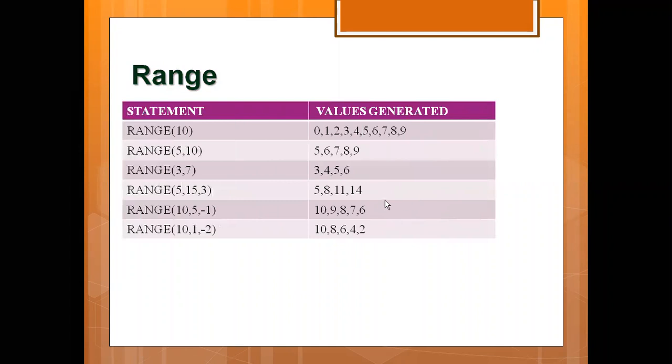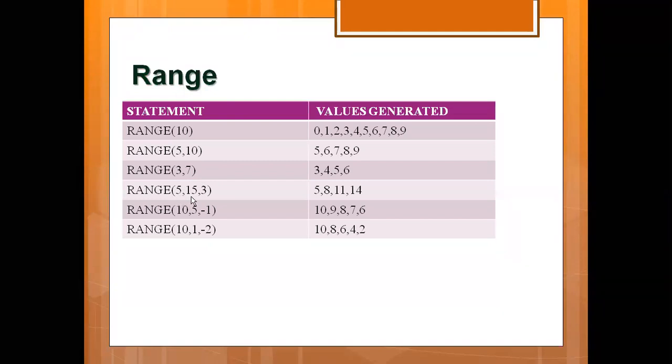Now have a look at a few examples of range. If I say only range 10, which means only the stop value is given, then 0 is the default start and 1 is the default increment, so 0 to 9 is printed. If I give the start as 5, instead of 0 it takes 5, and 5 to 9 is printed. If I give the start as 3, 3 to 6 is printed, it stops one before the value.